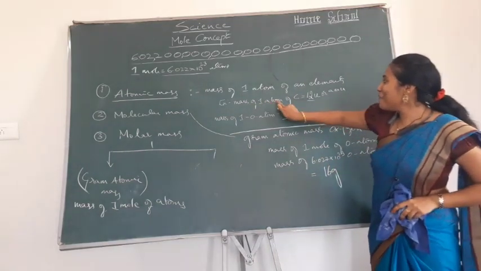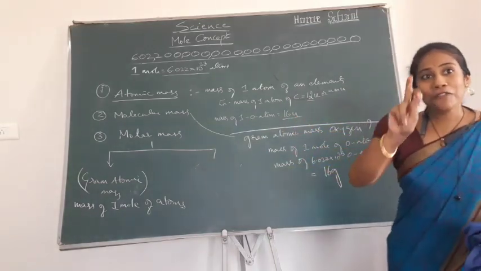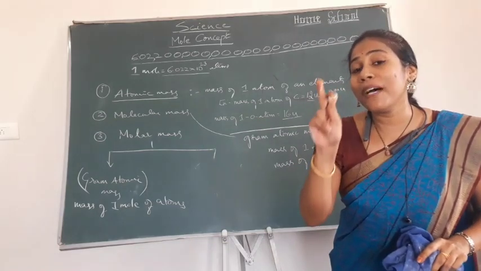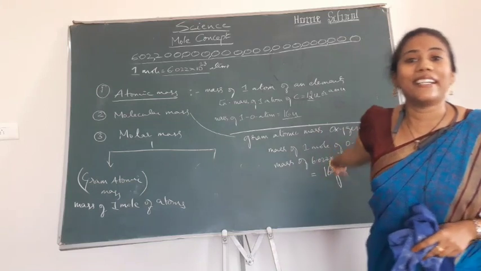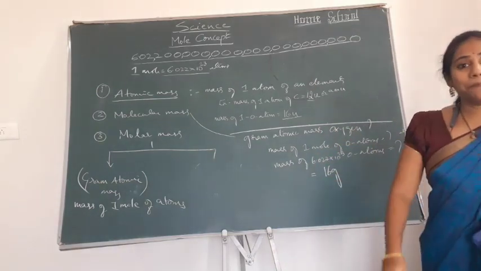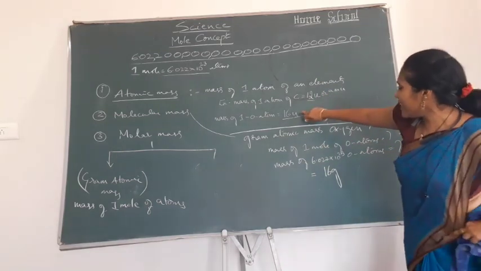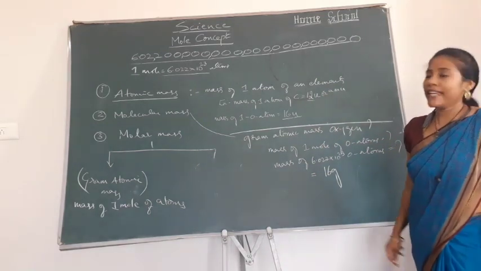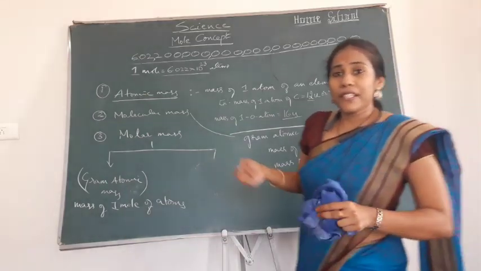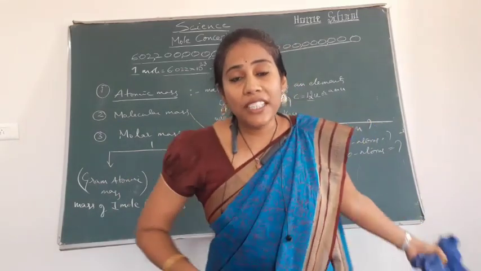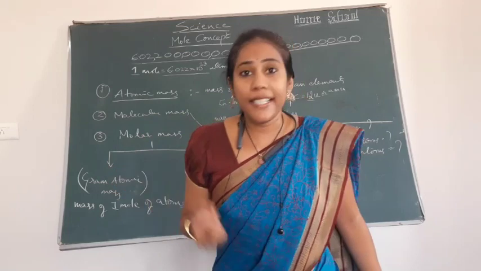See, the mass of one atom of oxygen is 16 U, but the mass of 6.022 into 10 to the power of 23 atoms is also 16. But what is the unit? Grams. The digit is the same, but the unit is different. There is a lot of difference between U and G, guys. And how come the digit is the same and the unit is different? Why we use the same digit for both gram atomic mass and atomic mass, all these details I will let you know in the next video.